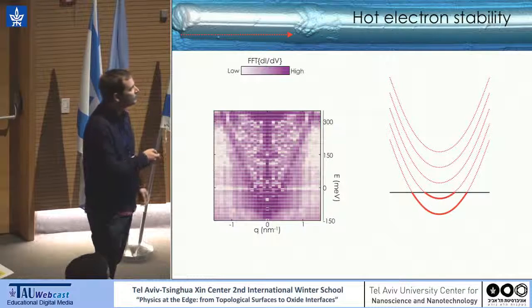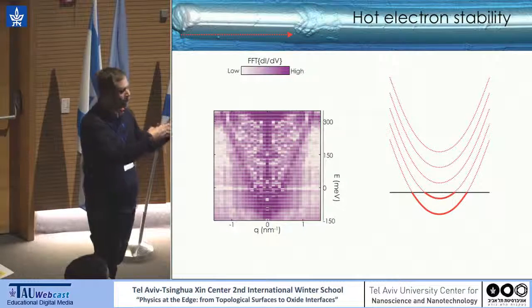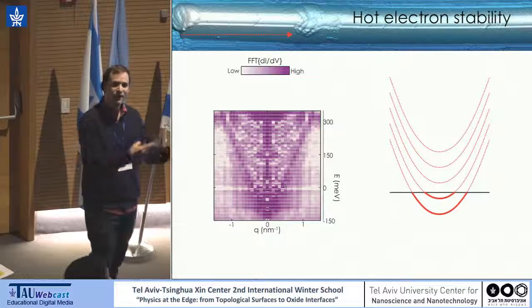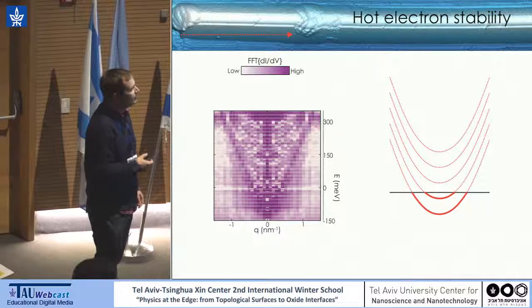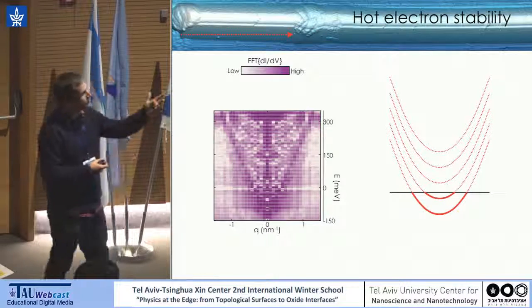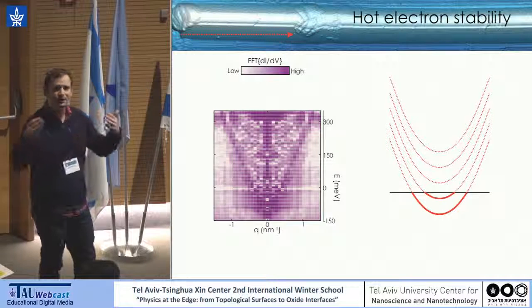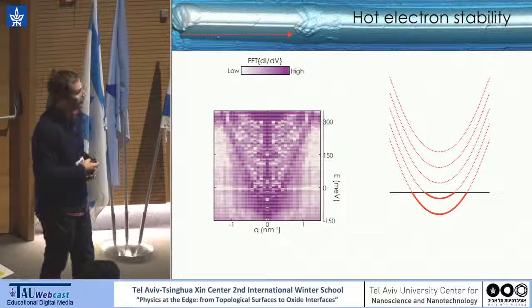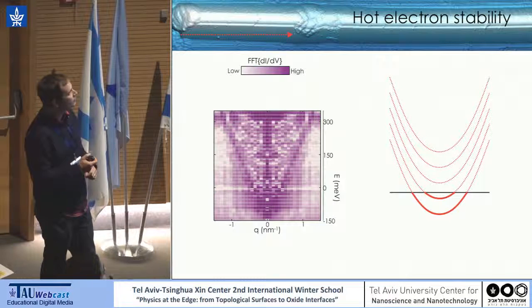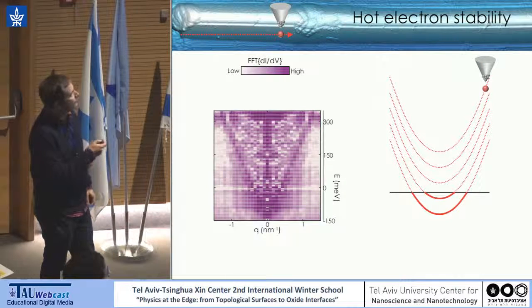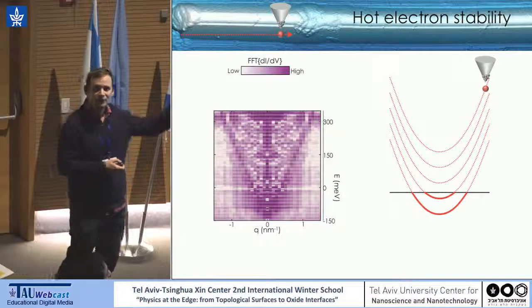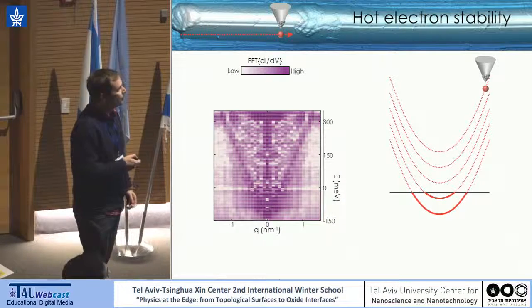Why don't all the other bands create a standing wave pattern as strong as the lowest one? Eventually we understood that this comes from the stability of the hot electrons that we tunnel into the nanowire. So let me explain how this works. We tunnel an electron somewhere into the nanowire at some high energy. It is a hot electron above the Fermi energy.